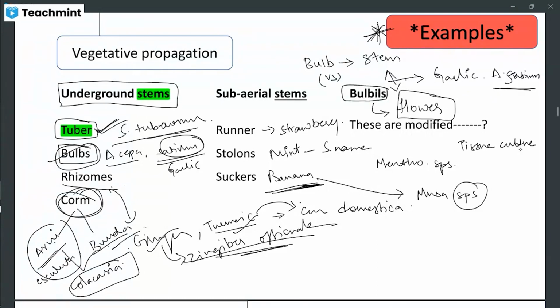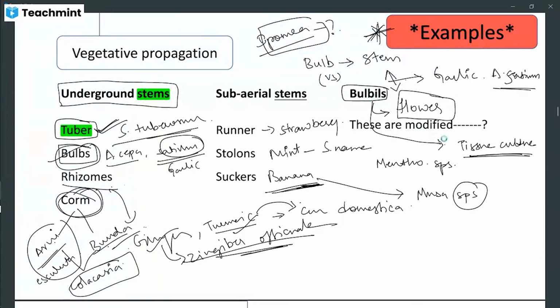Ipomoea. Yeah, Ipomoea, what do you call it? Common name? I know it's Ipomoea. Okay, sweet potato. Yeah, sweet potato.